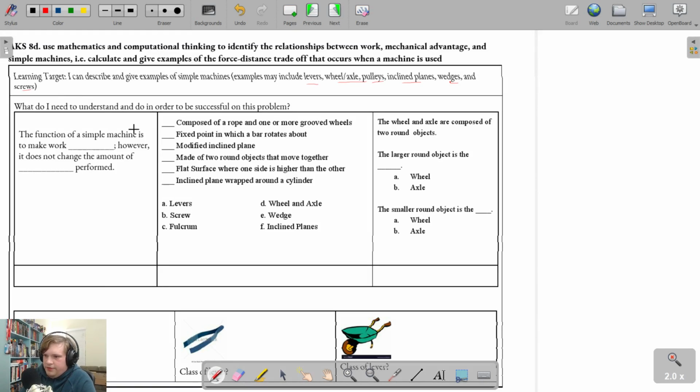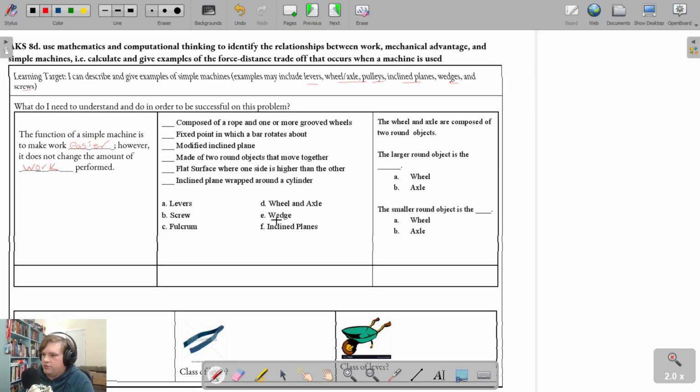The function of a simple machine is to make work easier. I'm lazy. I want my work to be easier. However, it does not change the amount of work performed. Just because it's easier doesn't mean you're doing less work. Okay? There we go. Fill in the blank. It makes work easier, but it does not change the amount of work you do.